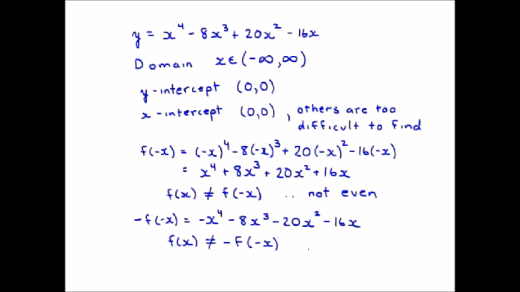The next thing we have to consider is if there are any asymptotes. This is a polynomial function, and polynomial functions don't have asymptotes.